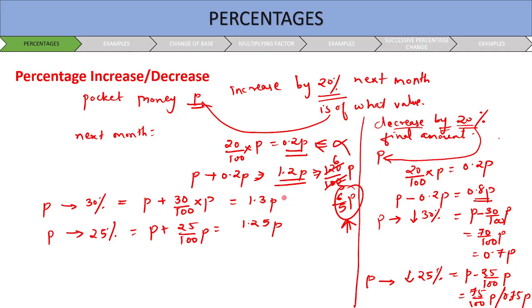If you talk about 1.3, it will be 130 by 100, which is 13 by 10 P. For 1.25, it will be 125 by 100 of P, which is 5 by 4 of P. I hope this part is clear. And when we talk about the percentage decrease, I will just make some space over here.